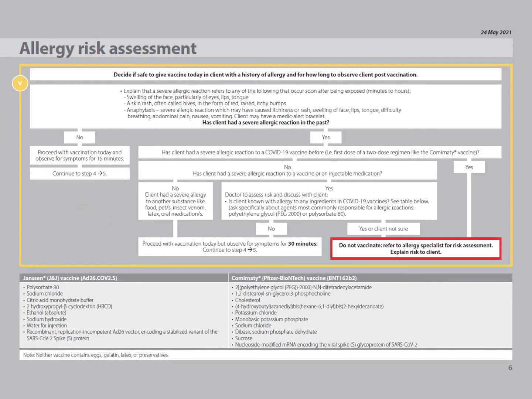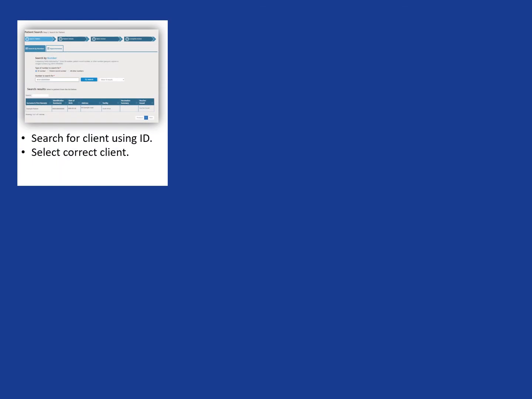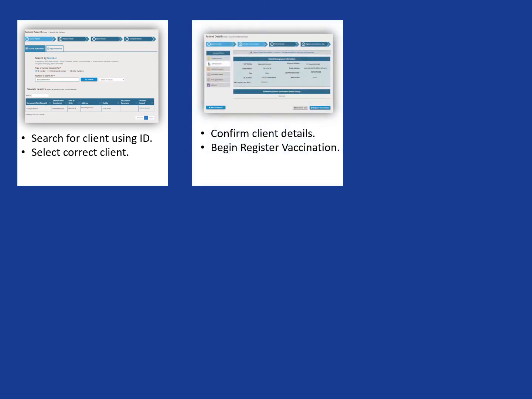That brings us to the end of the allergy assessment. We've covered a lot, so let's quickly summarize the pre-vaccination process. You will start by searching for the client using their ID and selecting the correct one from the list that appears. You will then confirm the client's details are correct and begin the vaccination registration.